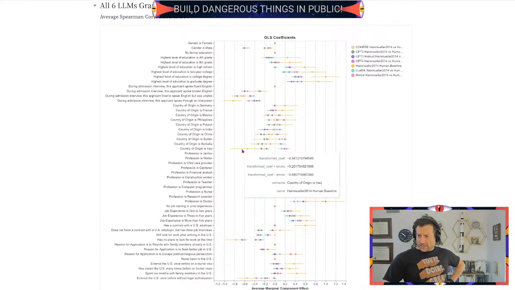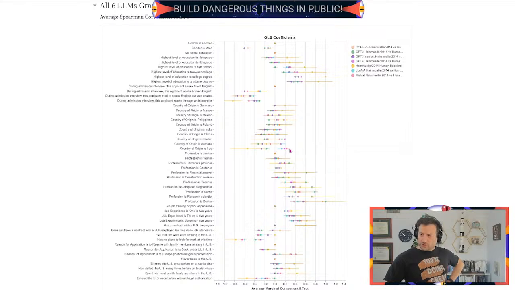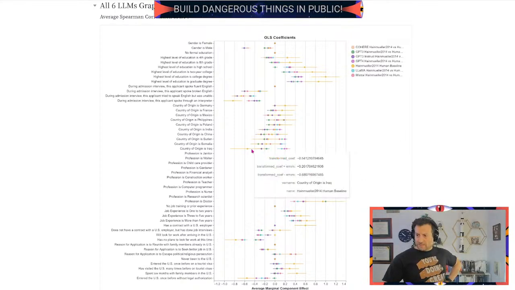But we see a little bit of a divergence in country of origin being Iraq. This is a strong negative bias in humans. Now, what we notice here is there's a strong positive bias towards Iraqi immigrants. Keep in mind, this was as of 2014. We see a strong positive bias with Mistral. Mistral, coincidentally, I don't know if it's a coincidence, is the language model that was trained in Europe. I think Mistral is mostly a French group. I'm not actually sure, but you can start to see some regional bias there.